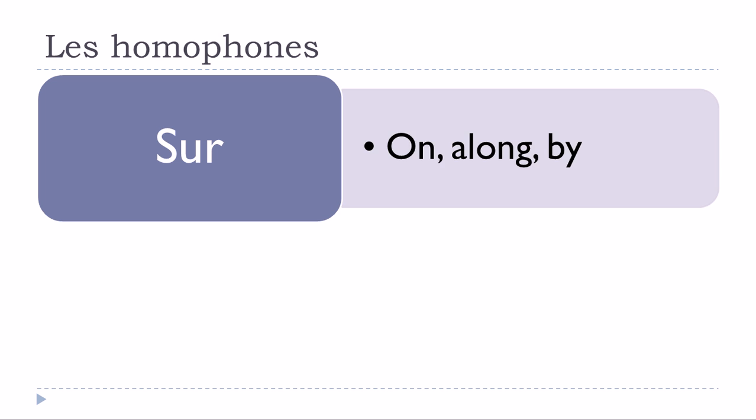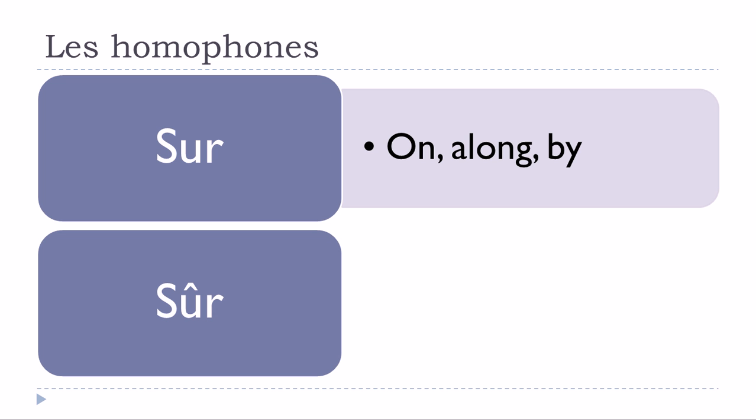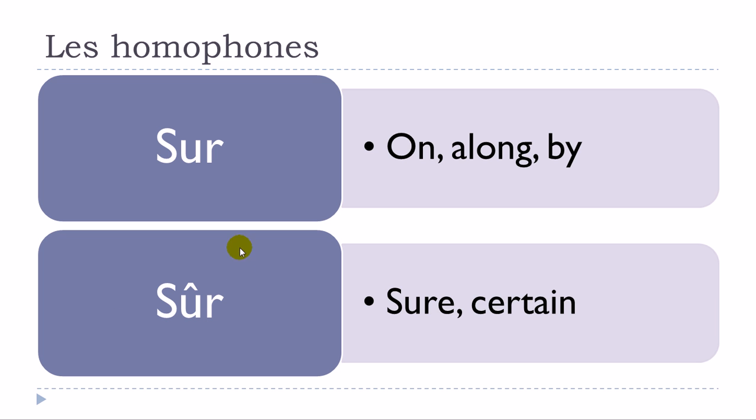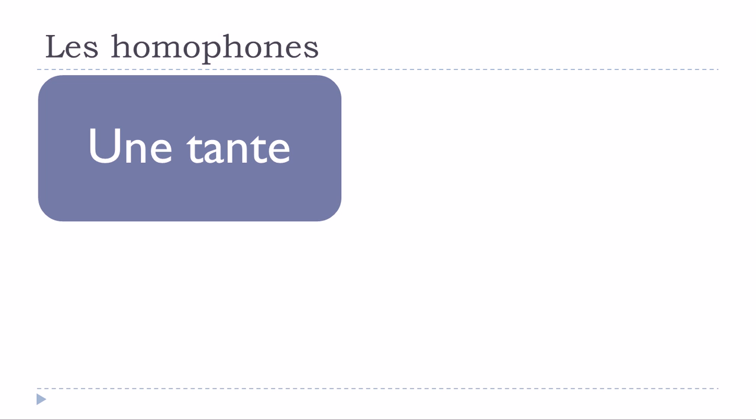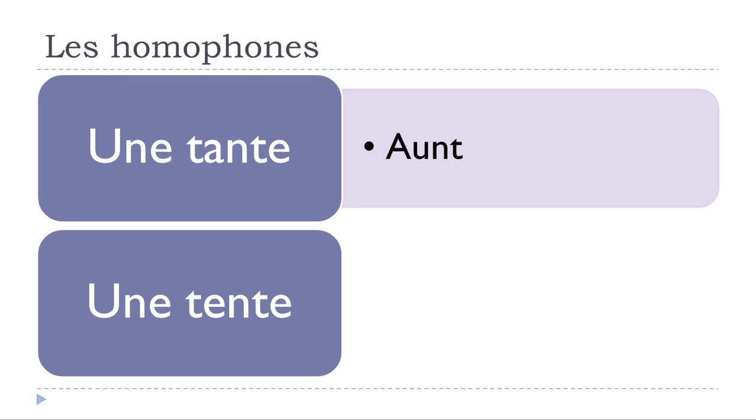Sûr. Sûr. Okay, even if you get this accent circonflexe, you don't pronounce it, so you get the same pronunciation, sûr and sûr. Une tante. Une tante. Okay, so it's exactly the same pronunciation, even if you get a different spelling here, here, and here. Okay, and both of them are feminine. Une tante.